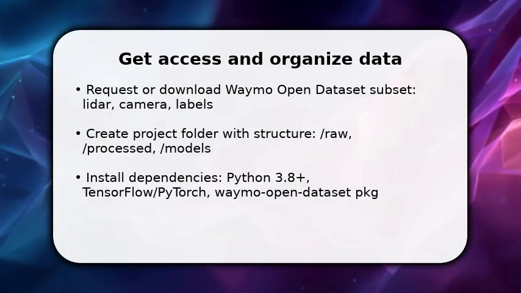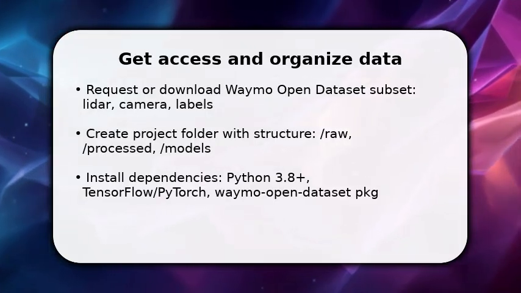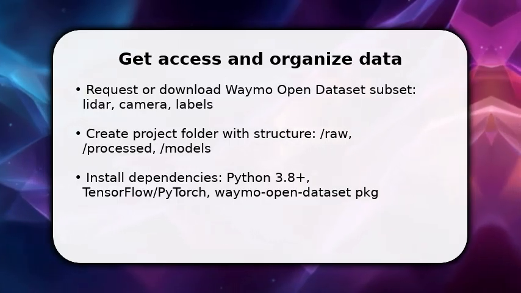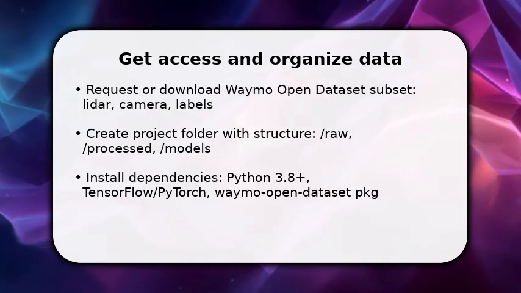You start by ensuring access and a clean workspace. Request the Waymo dataset and download the specific split you need. Once done, organize files into /raw, /processed, and /models so you can track transformations.